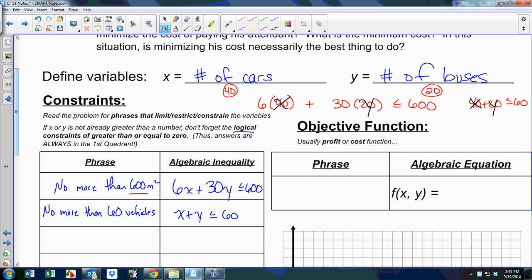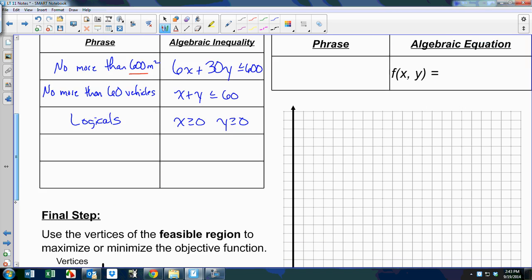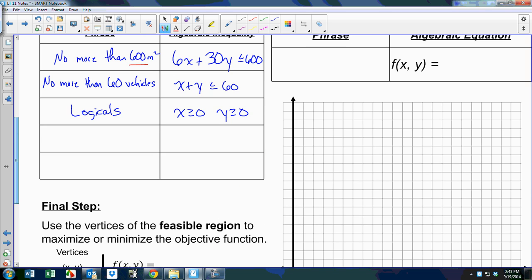Last but not least, the logical constraints. You cannot have a negative number of cars, so x has to be greater than or equal to 0, and you cannot have a negative number of buses, so y has to be greater than or equal to 0, and those are the logicals. We'll put them in slope-intercept form before we decide what we're going to label our x and y axis as, because right now you may be thinking you need a 600 on your y-axis, but once you put it in slope-intercept form, you definitely don't need 600.